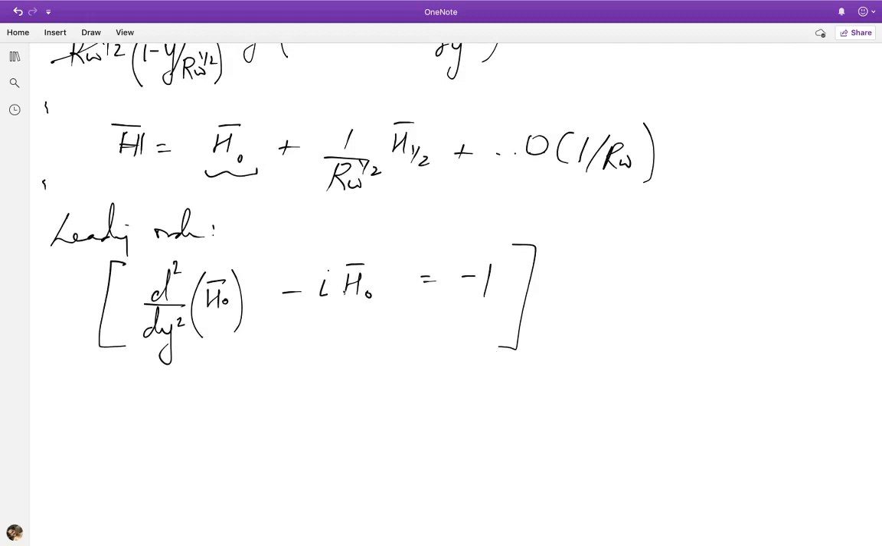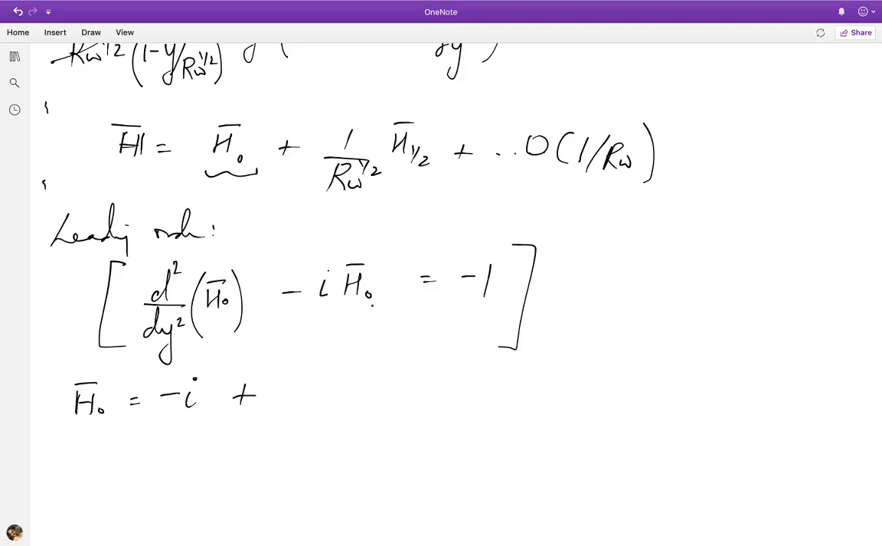is quite simple. Really, there's a homogeneous solution and a non-homogeneous solution. So for the particular solution, if I assume it to be independent of y, I can see that it would just be h bar naught equal to minus 1 over minus i, which is 1 over i, which is minus i. So this is the particular solution. Plus, I should then look for a homogeneous solution which solves d squared by dy squared of h bar naught minus i h bar naught equals 0.